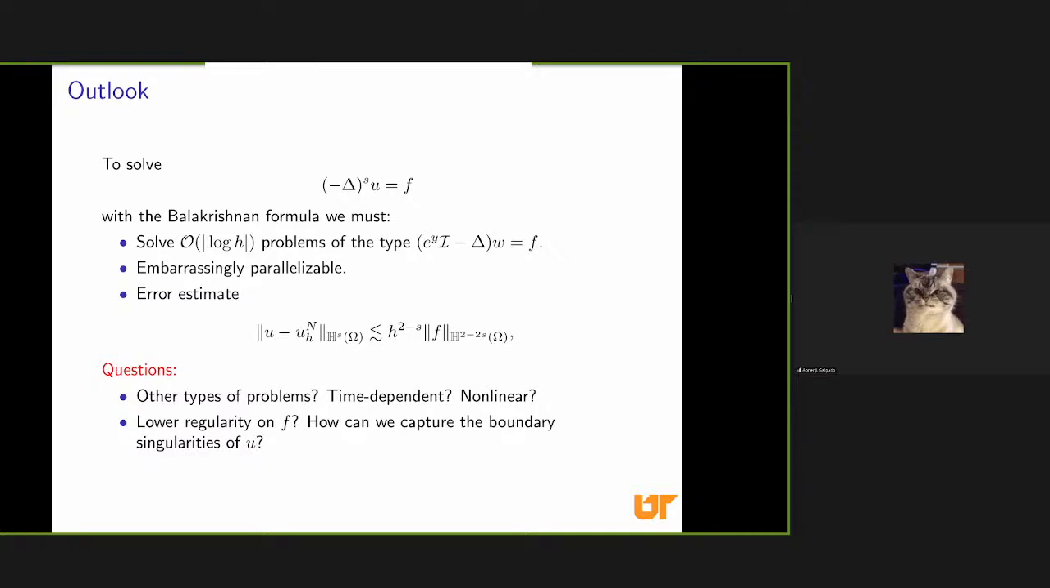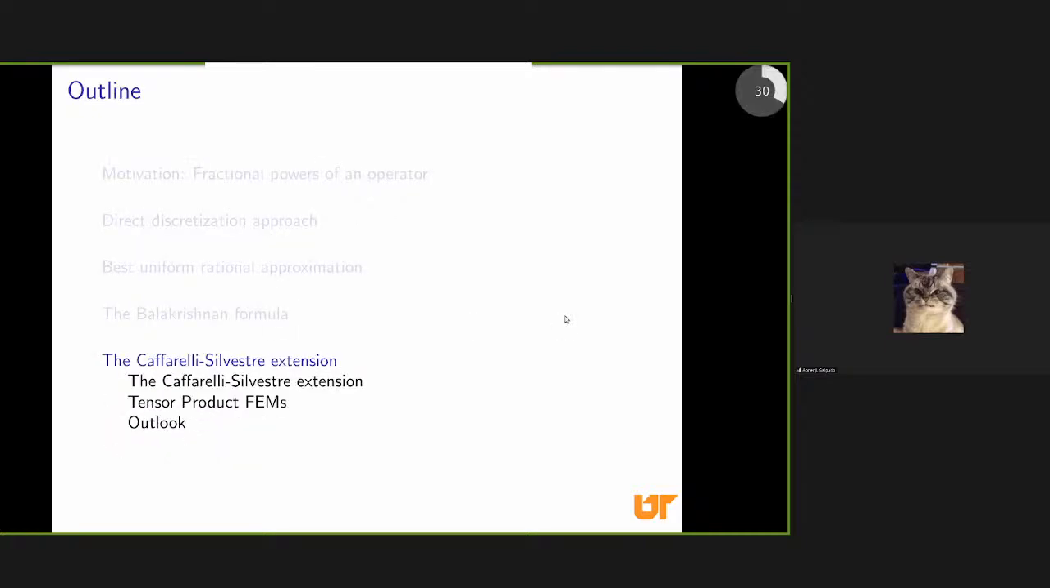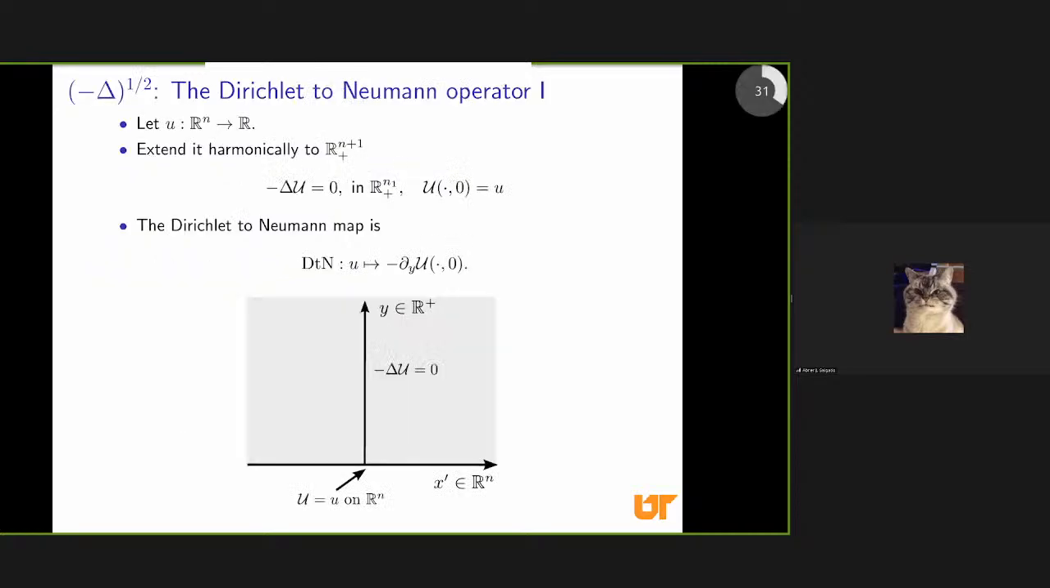So with that, let me come to the last method that I want to talk about, which is based on the so-called Caffarelli-Silvestre extension and some tensorization approaches that we worked on with several collaborators over the years. So to explain it, I want to begin by mentioning how to define the square root of the Laplacian on the whole space.